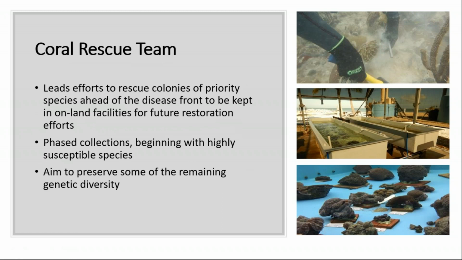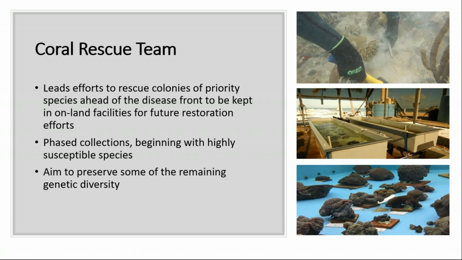So we then have our coral rescue team. These are the folks who are leading an effort to collect colonies of susceptible species in advance of that disease margin that was identified by the recon team. The idea is to bring them out of this system and keep them in land-based facilities for future propagation and restoration efforts. One of their main goals here is to preserve the remaining genetic diversity that's in the system. So this team is targeting 50 unique genets, which are genetic individuals per species.